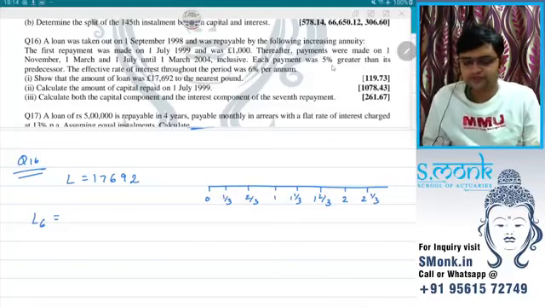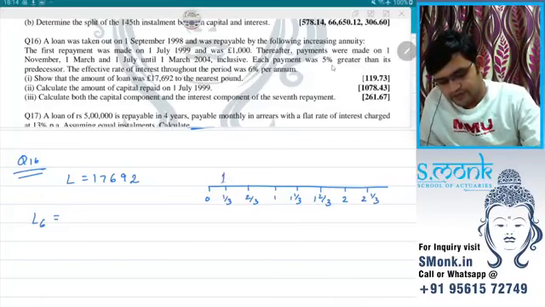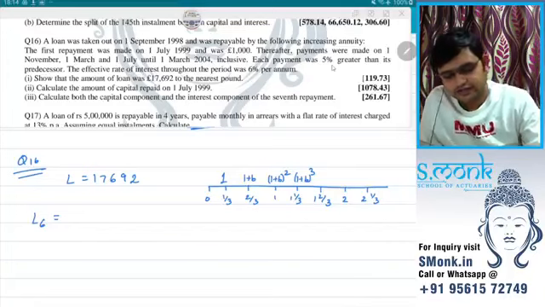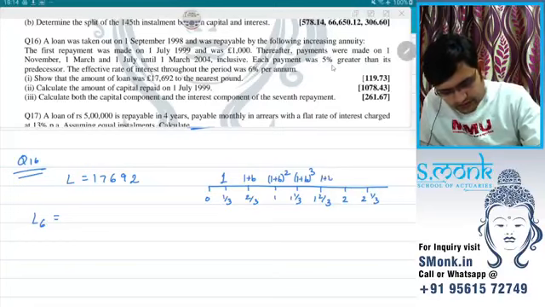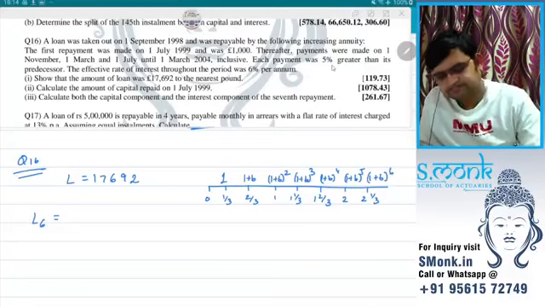Okay, and so on. This is how our time frame is going to go. First payment would be here, second payment would be here, but it would be 1 plus b, then 1 plus b square, 1 plus b cube, because we have increase, and so on. Each payment is 5% greater than the previous one. So 1 plus b raised to 4, 1 plus b raised to 5, and 1 plus b raised to 6.